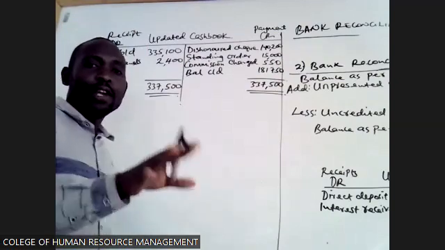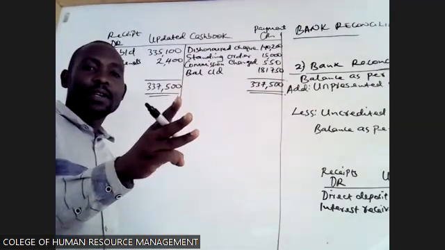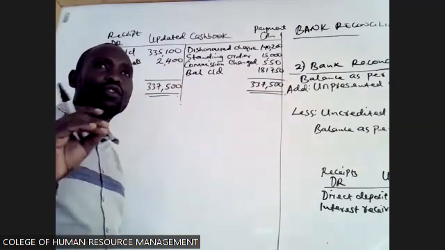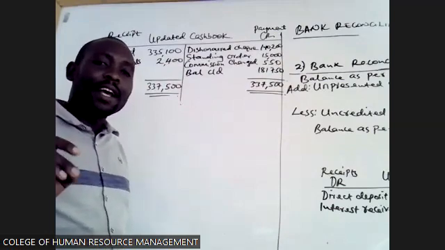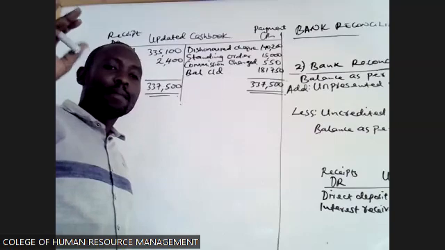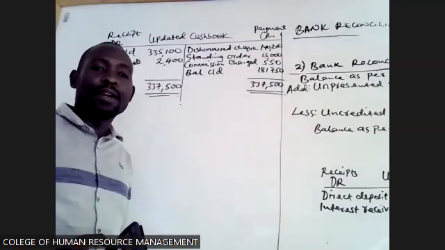The only things you avoid in the updated cash book: 1, unpresented checks; 2, uncredited checks; number 3, which is going to be very rare, the errors that were committed by the accountant in the bank. Those errors were in the bank, they are not in the cash book, so they don't affect our cash book.